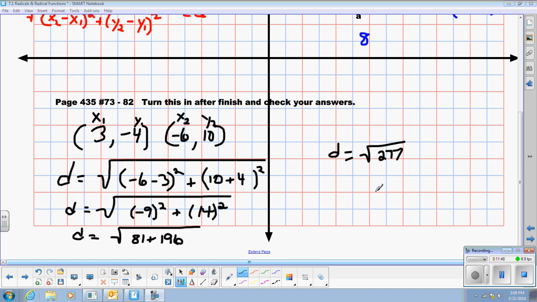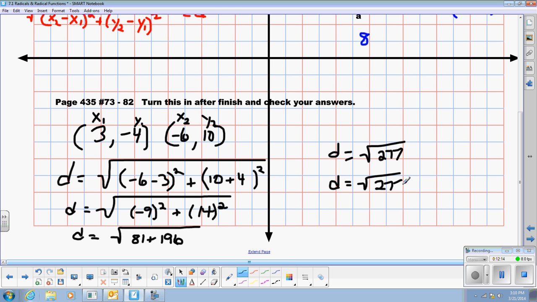The next thing I want to take a look at now is, if I have the square root of 277, are there any perfect square factors in there? Is this a perfect square itself? And to tell you, before I did the video, I took a look at the numbers, and actually 277 does not have any perfect square factors in it. So I'm just going to leave this as d equals the square root of 277.